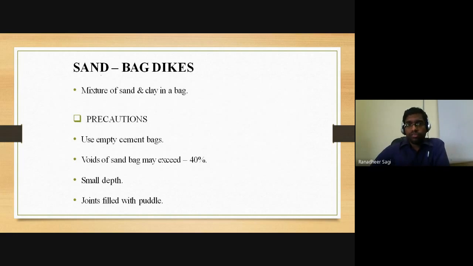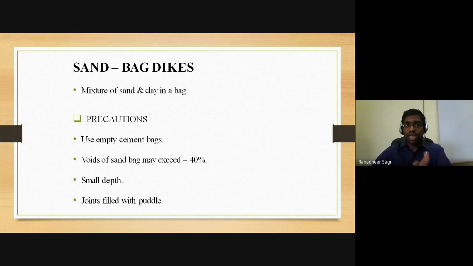And by making use of sandbags, you can construct your Cofferdam structure. Here you use empty cement bags or any bags which are available, filled with a mixture of sand and clay, and those bags are placed in stacks one over the other, and that would act like a barrier against the water flowing through that region.